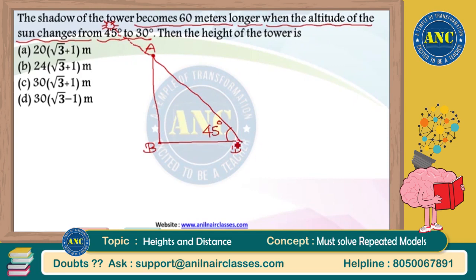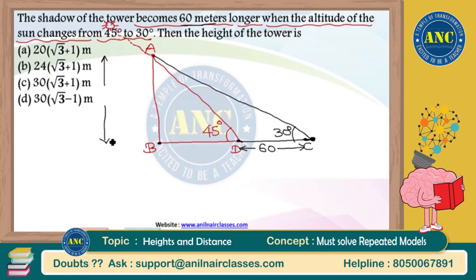Now, the sun's angle of depression will change from 45 to 30 degrees. Because it is changing from 45 to 30 degrees, the shadow of the tower becomes 60 meters longer. That means earlier the shadow was only BD. Now the shadow will extend to DC, and this DC value is the extra 60 meters according to the question. The angle of depression of the sun now becomes 30 degrees. This is the meaning of the question. I believe you are able to understand it. Then find the height of the tower. This particular height AB is what I am interested in finding in this question.